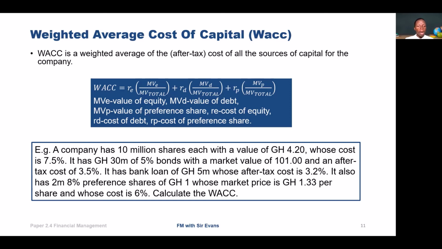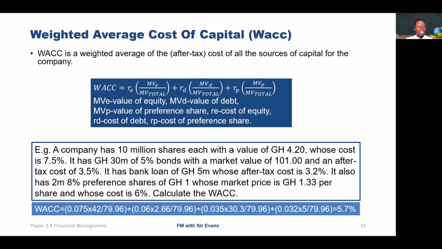It also has a bank loan of 5 million, whose after-tax cost is 3.2%. So the cost of the bank loan is 3.2%. The value is 5 million. And there is a 2 million 8% preference shares of 1 cedi, whose market price is 1.33 per share, and the cost is 6%. So the cost here is 6%. And then to find the value of the preference shares, it gives you 2.66 million. And that's what you also use in the formula for the weighted average cost of capital.